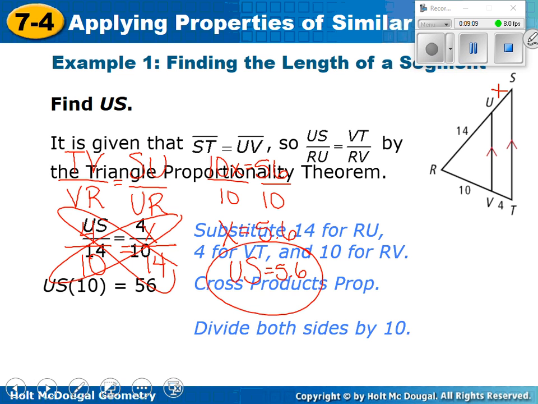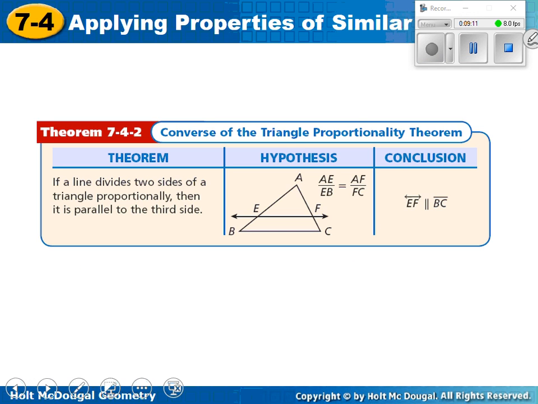All right. The next one, this is just the converse, so it's not really the second theorem, but they may ask you to go back and decide if the sides are split proportionally. So it's going the other direction. Remember, converse switches your hypothesis and your conclusion.